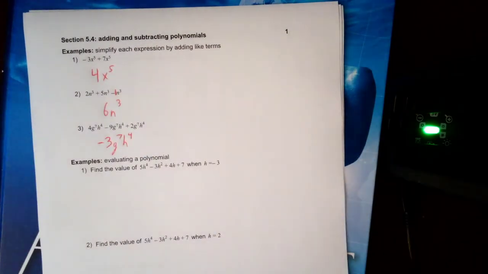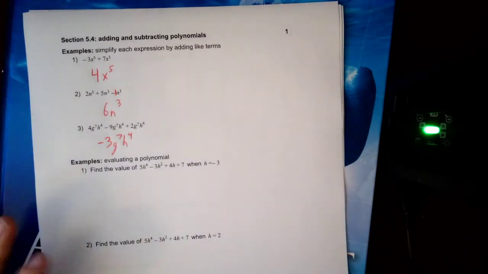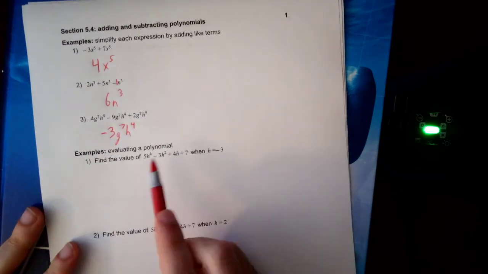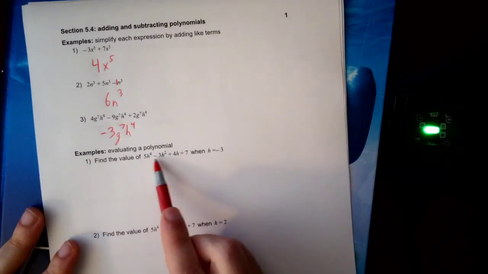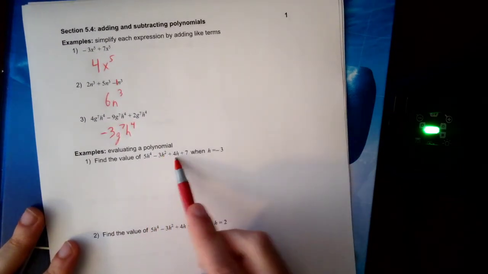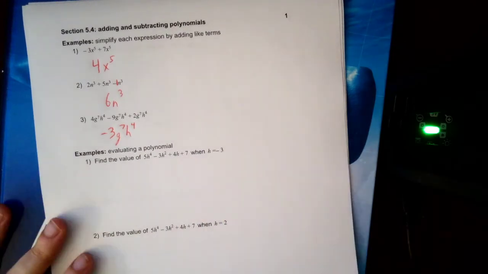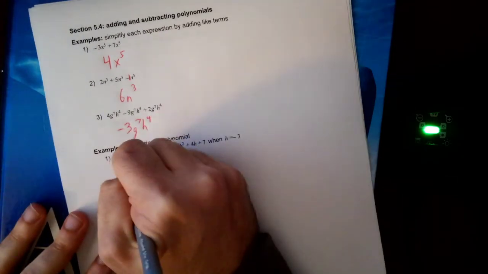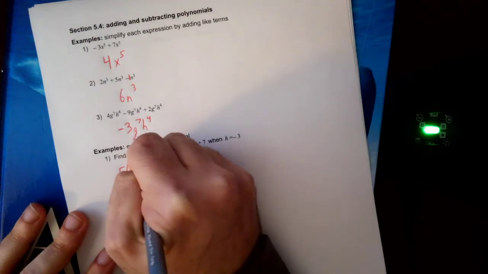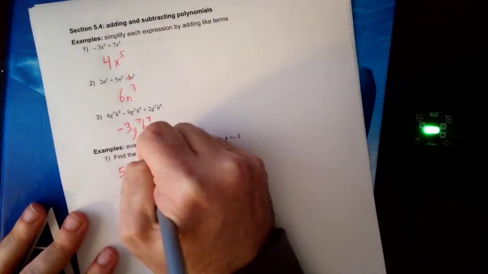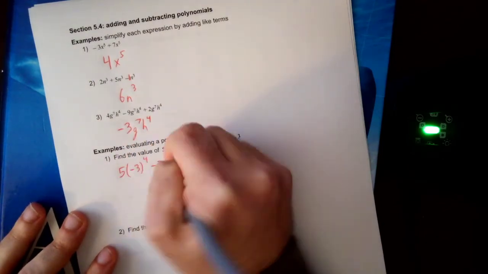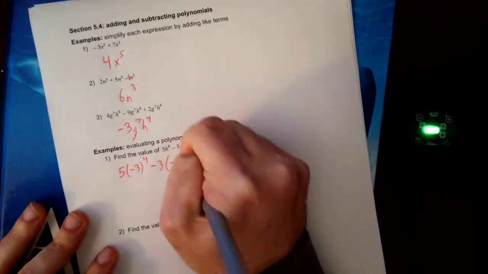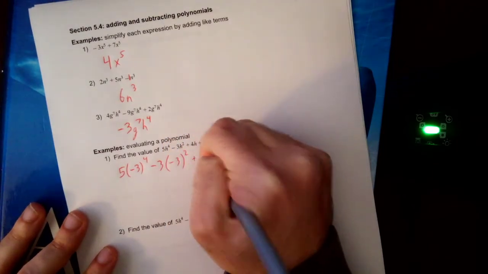And we've already been doing it. That's nothing new. Same thing for this second batch of examples. We've already been evaluating polynomials. So if we have the polynomial 5h to the 4th minus 3h squared plus 4h plus 7, and we're going to plug in h equals negative 3, well, we plug in negative 3 for all the h's.